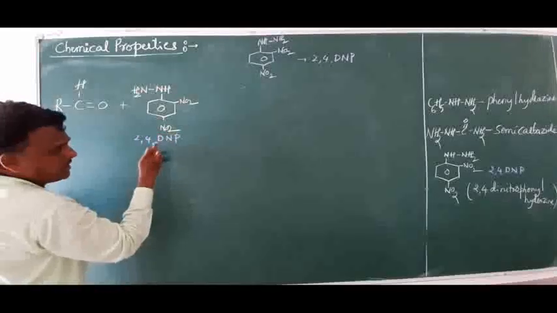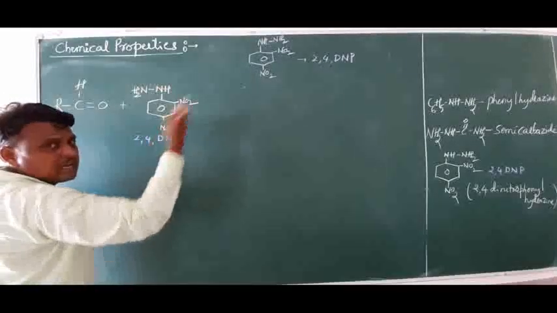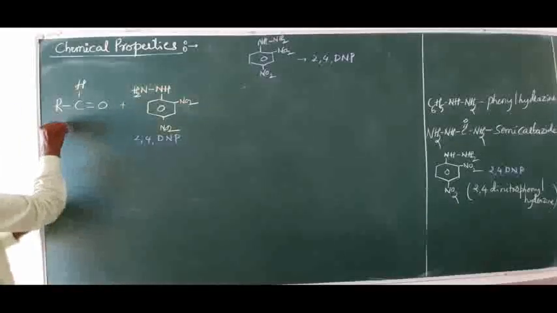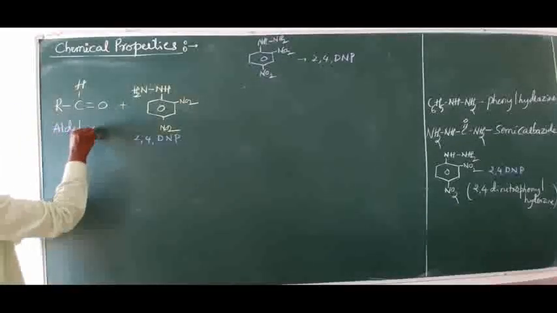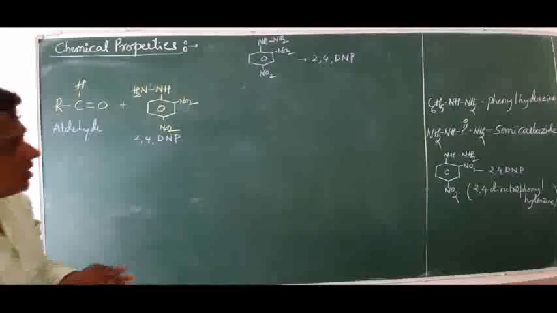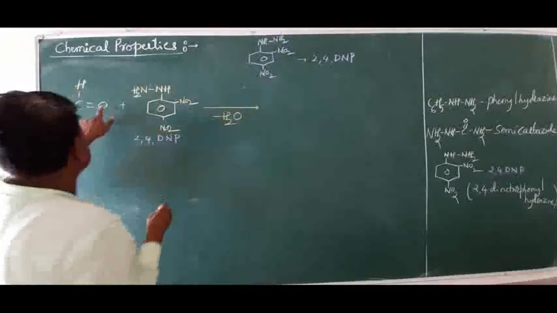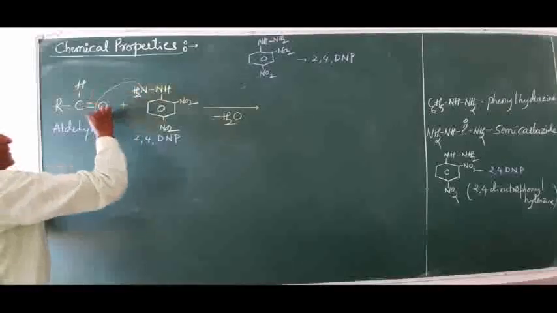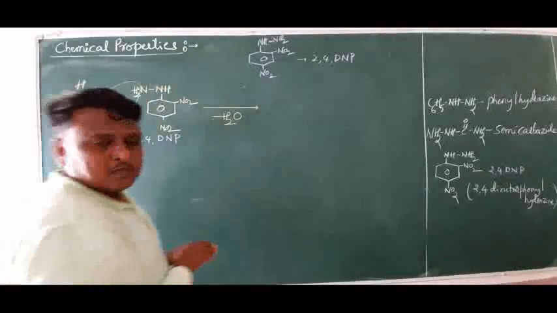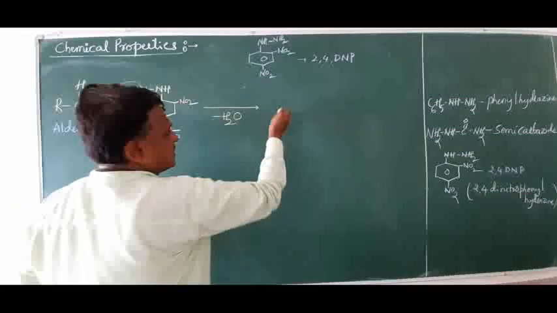2,4-DNP. What is a DNP? Dinitrophenyl hydrazine. This is your aldehyde. Aldehyde reacts with 2,4-DNP with the loss of water. This is a loss of water. The formation of the product is very important, friends.